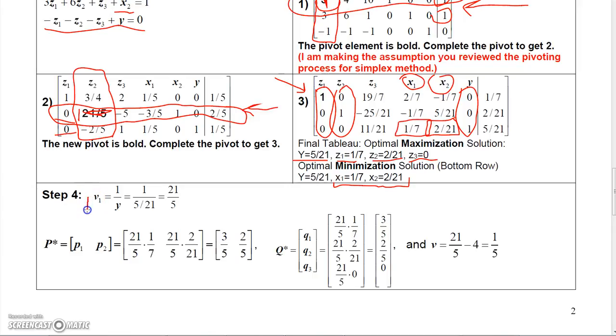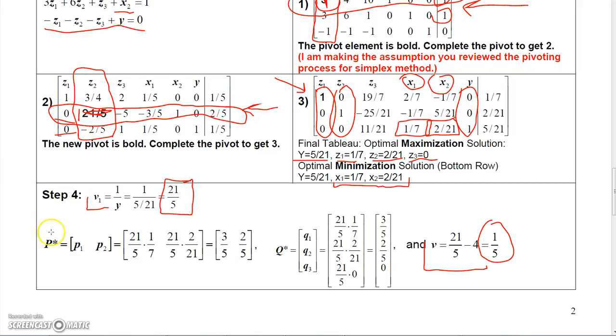So to find v1, remember, it's just 1 over y, and since y is 5/21, 1 over 5/21 is 21/5. And then remember, we added 4, so we have to take 4 away from that, and we get that v is 1/5 when we take 4 away.